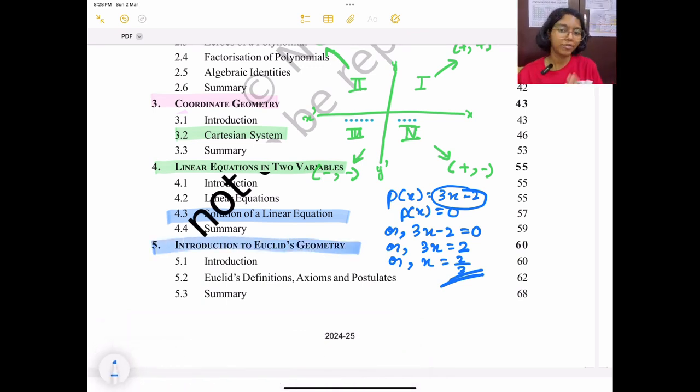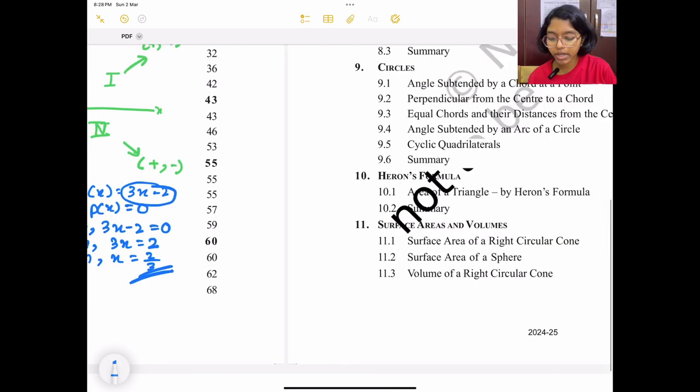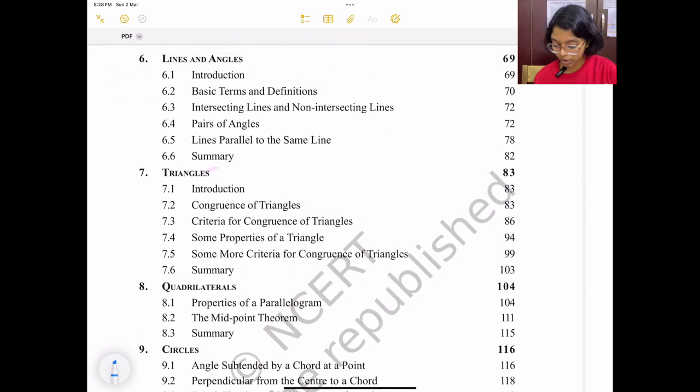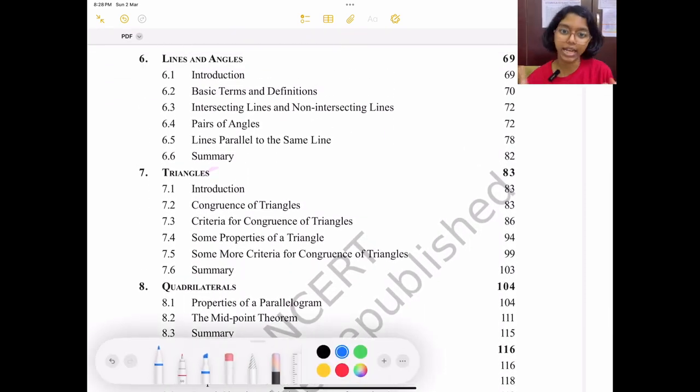Then we have introduction to Euclid's geometry. Here also we have no formulas to remember, but we have lots of Euclid's postulates and axioms. You need to learn them all, because even if this chapter has the least weightage in the exam, it's very important if you want to score outstanding marks.